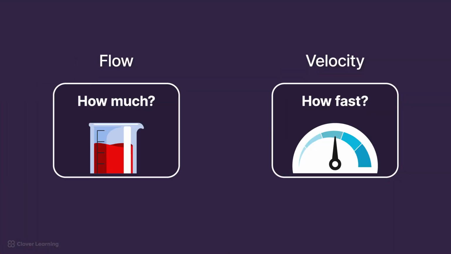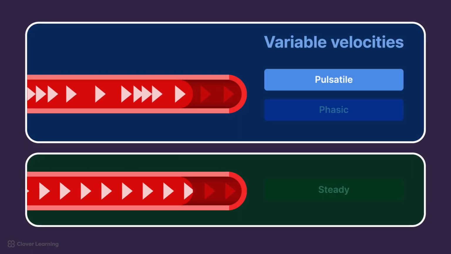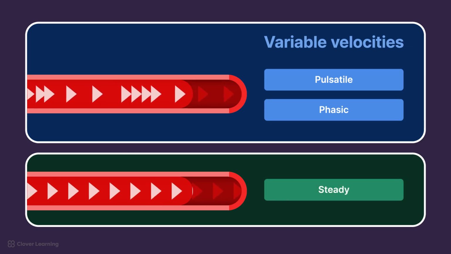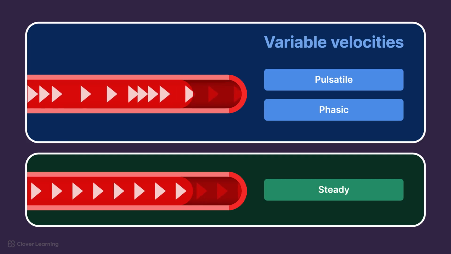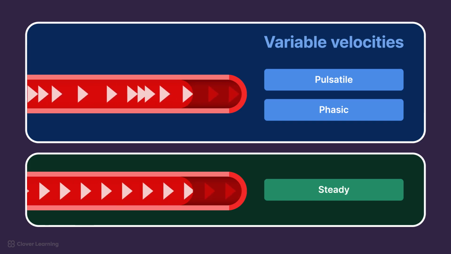In summary, in hemodynamics, flow, also called volume flow rate or flow volume, tells us how much blood is flowing, and velocity tells us how fast. We can use velocity to discuss different forms of flow: pulsatile, phasic, and steady. Pulsatile and phasic flow occur when blood moves with variable velocities. Steady flow occurs when blood moves at a constant velocity.